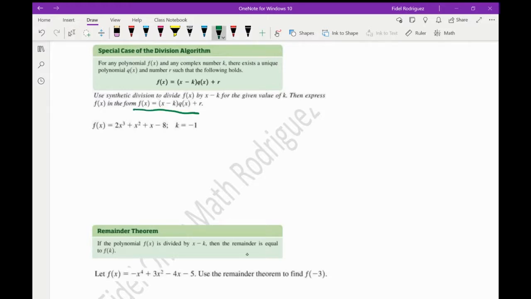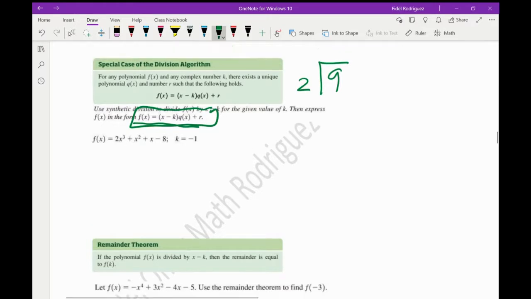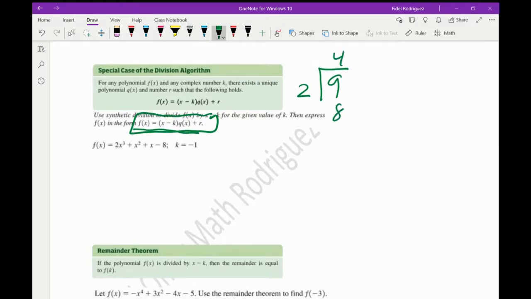Okay, so again, one thing I want to point out about this thing right here, I'm going to go back to that same example of taking 9 and dividing it by 2, where we came up with 4, 8, with a remainder of 1, and we said, well, 9 was equal to 2 times 4 plus 1.